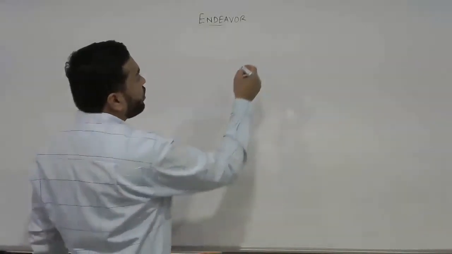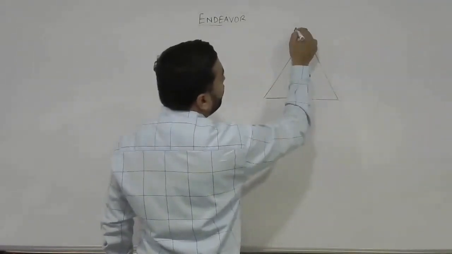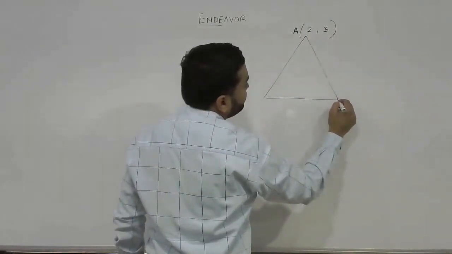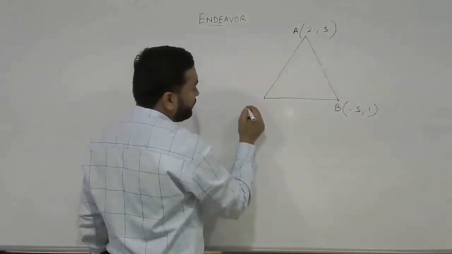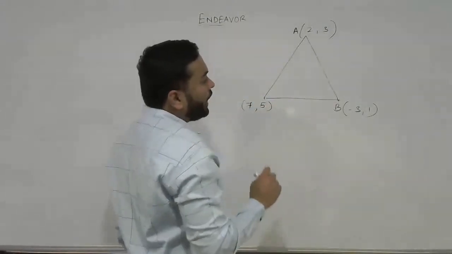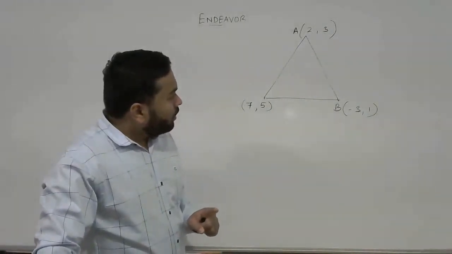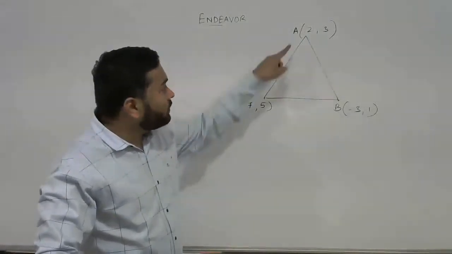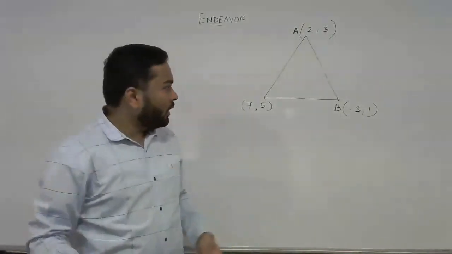Let's say the triangle whose coordinates are 2 comma 3, minus 3 comma 1, and I have here 7 comma 5. So I want to find out the equation of a line that is passing through A. So let's say I want to find the equation of a median starting from A, and I also want to find out the length of that median. Again 2 minutes, solve.